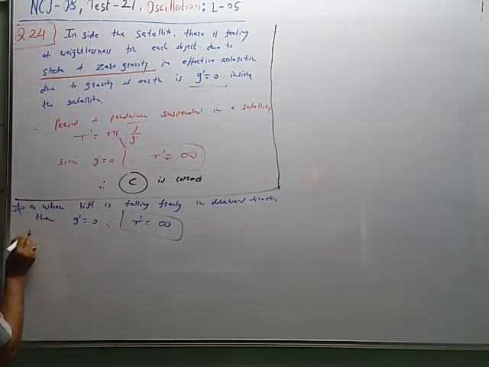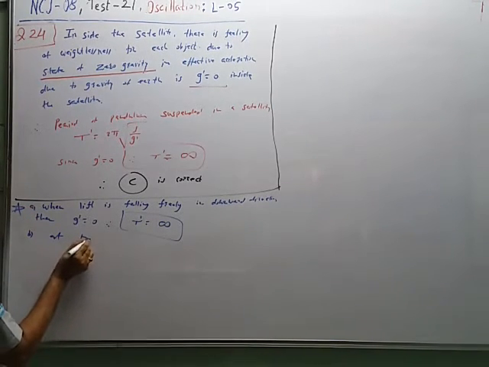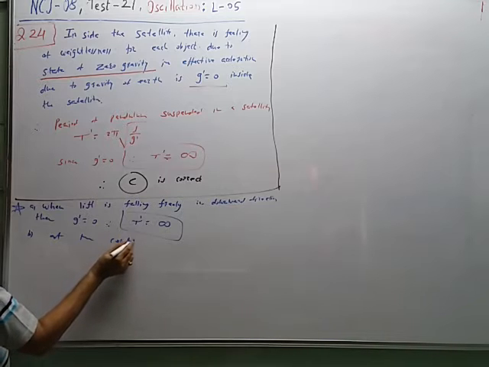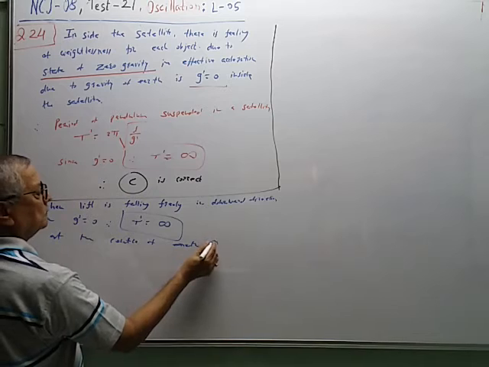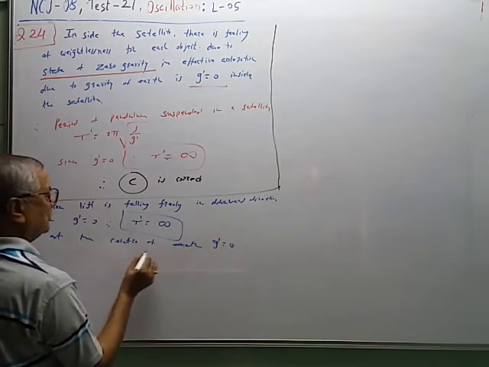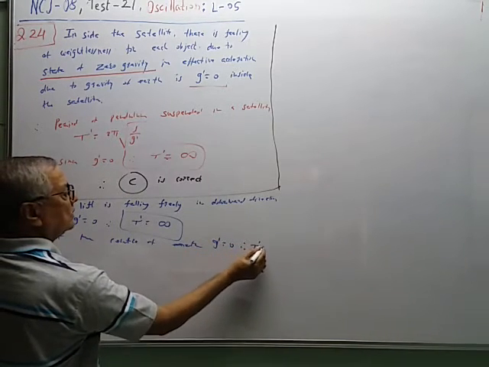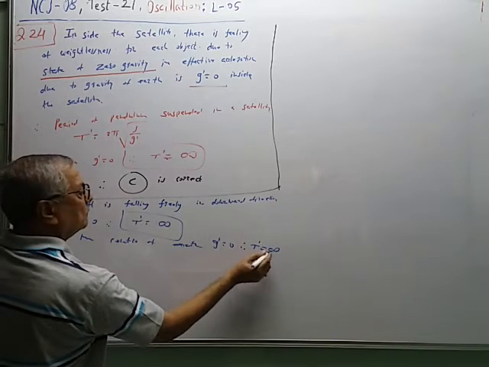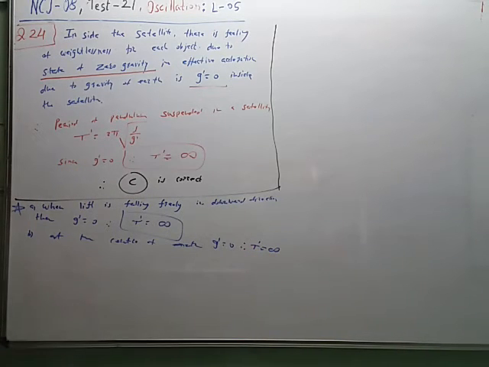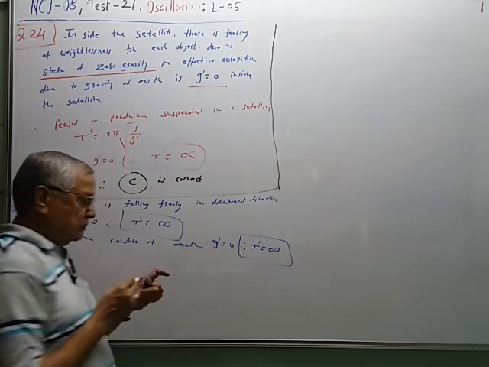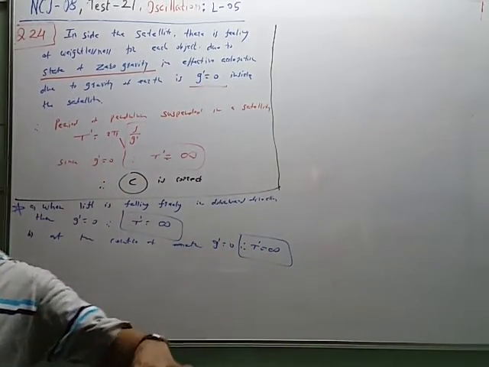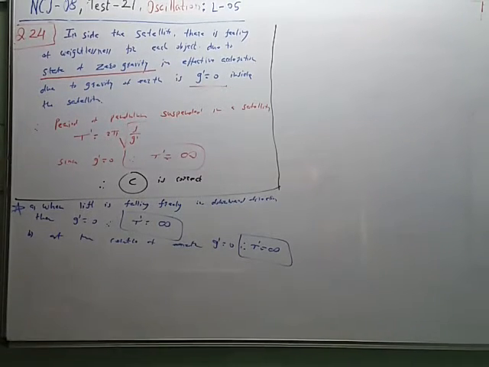At the center of the earth, g dash is equal to 0. Therefore, T dash is equal to infinity. So we get the infinite period answer. An infinite period is not a measurable quantity. So these are the three cases where we can get the infinite period.